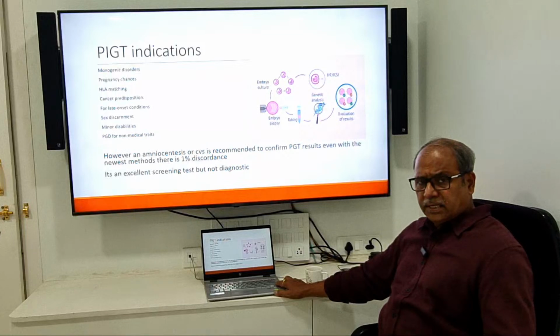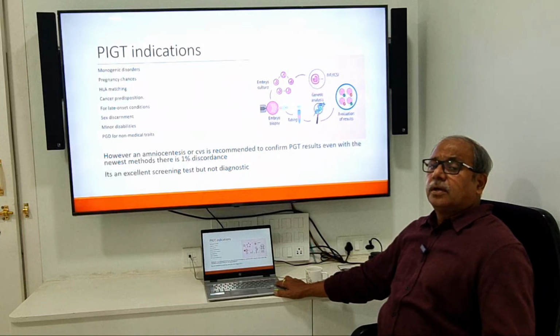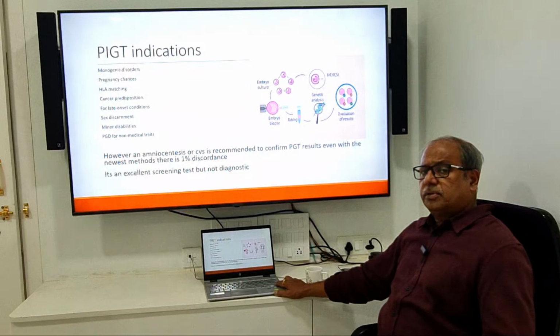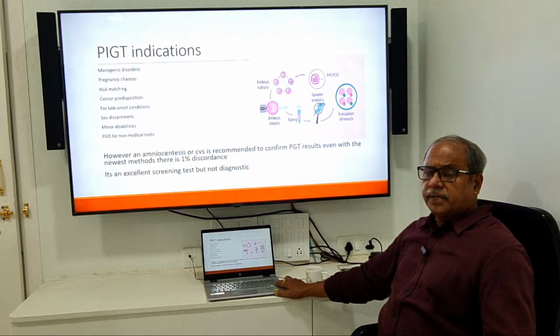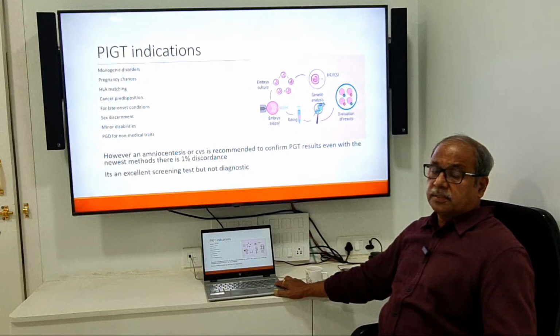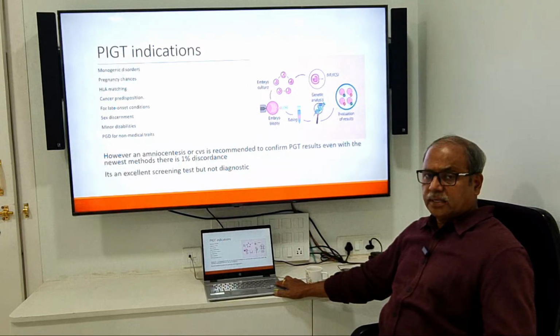That doesn't mean that if there is a genetic diagnosis, a genetic identification by PGT-M, you don't have to confirm in early pregnancy. You have to confirm by CVS or by doing amniocentesis. The chances of an abnormal or genetically diseased baby will be very low, but we must do the confirmation.